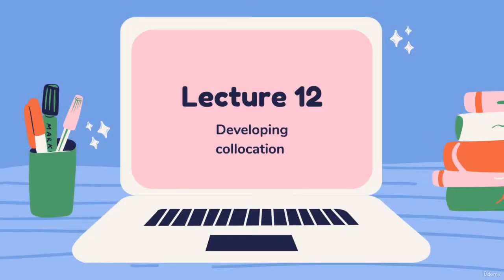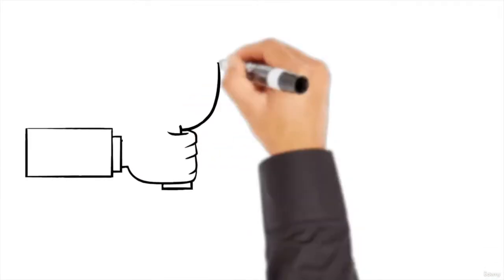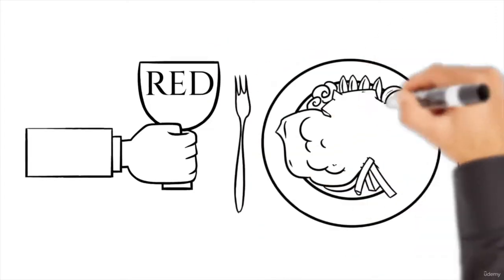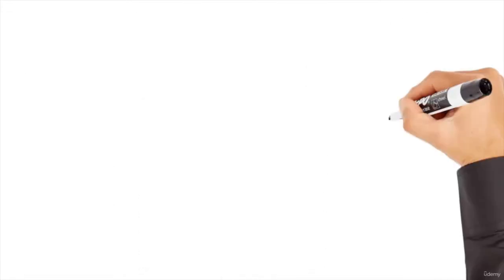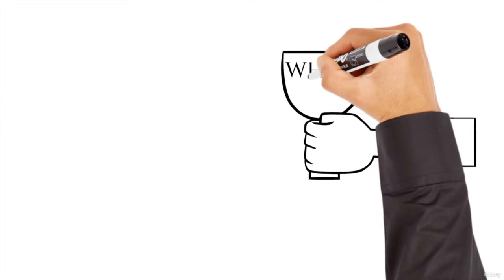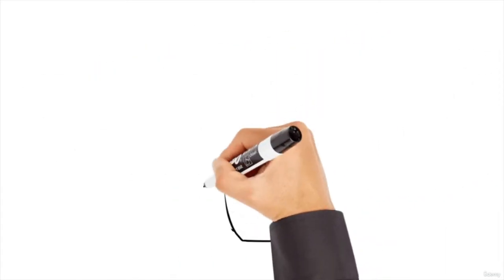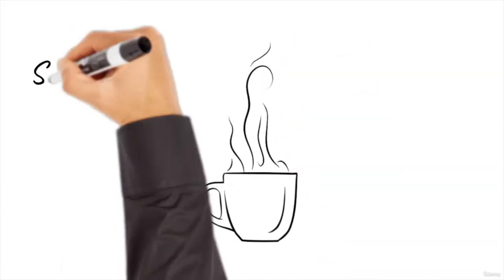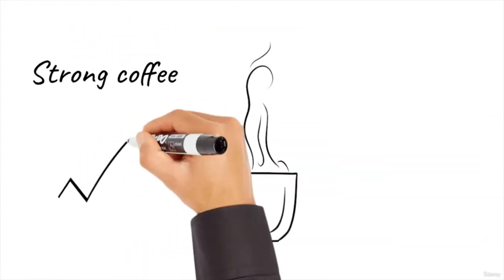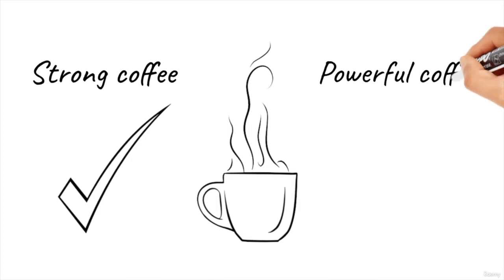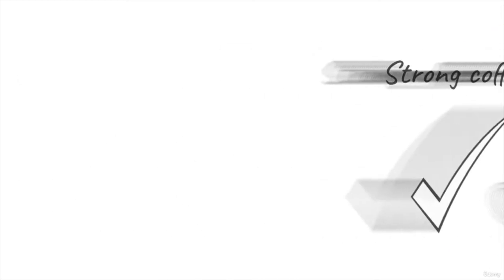Developing collocation. Many people agree that red wine goes better with red meat, like lamb or beef, while white wine is a better match for white meat, such as chicken and fish. In the same way, some words go together, while others do not. For example, we say strong coffee, but not powerful coffee.